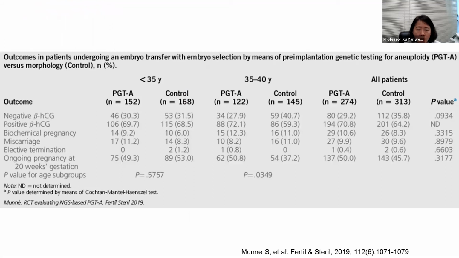And then in this study, we may evaluate the miscarriage rate. Here, for the young age group, the difference of ongoing pregnancy rates may be affected by the high miscarriage rate in the young age group. The miscarriage rate in the PGT-A group is 11.2%. It's relatively high after euploid embryo transfer.